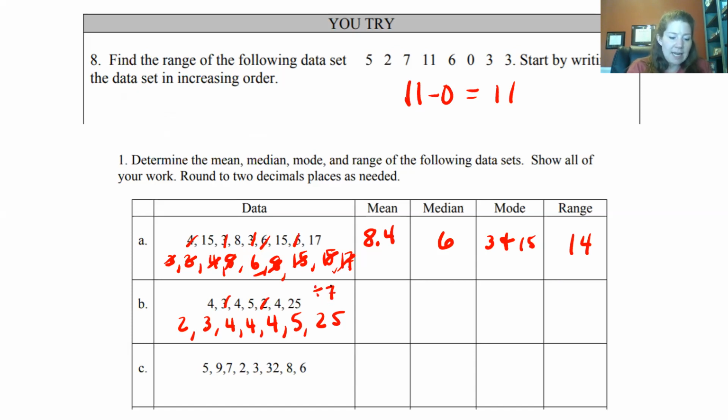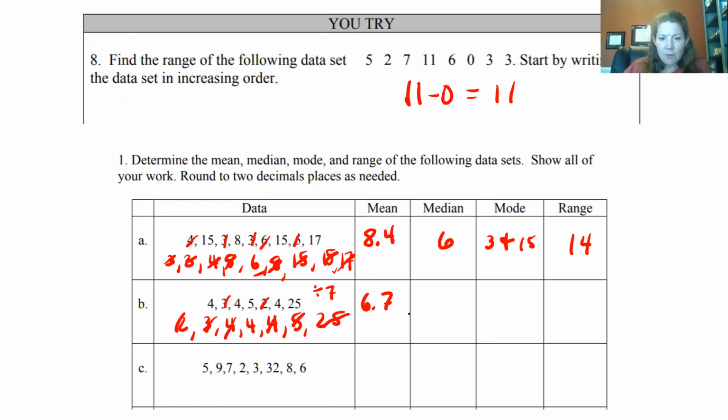All right, so let's go ahead and add them. I have 25 plus 5 plus 4, 4, 4 is 12 plus 5. 2 plus 3 is 5. So 47 divided by 7 is 6.7. Did I add those up right? 5, 12, and 5. Yep. All right, our middle number, we have 7 numbers, so there'll be exactly one middle number.